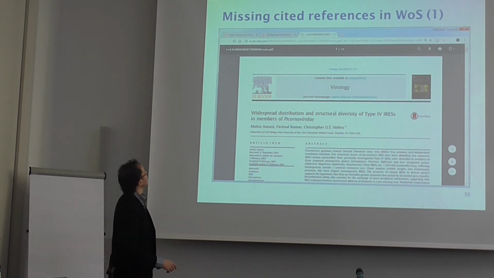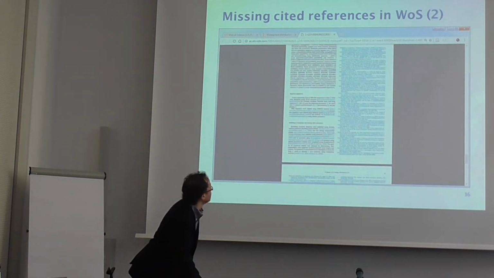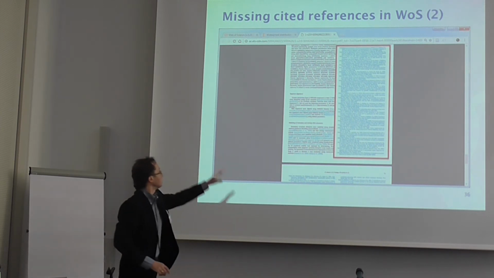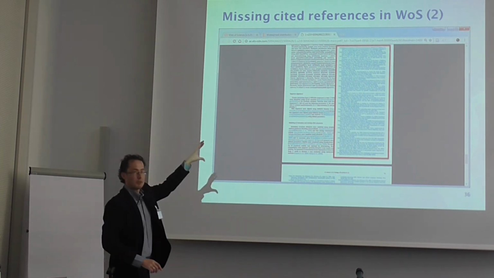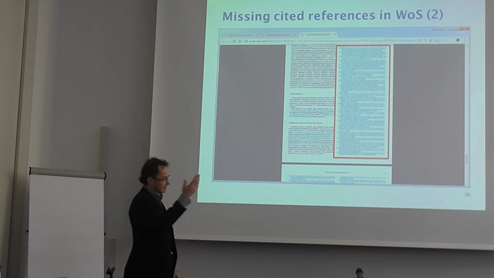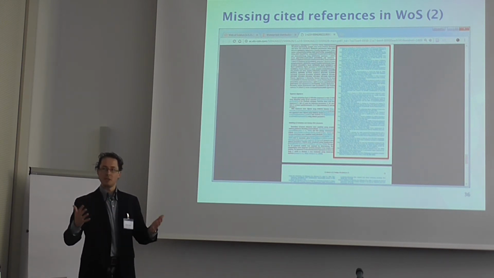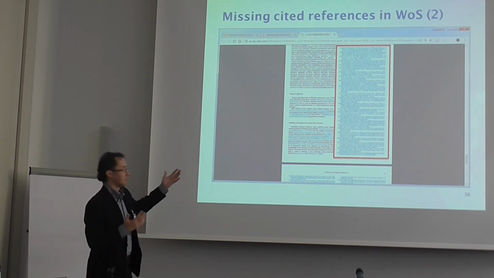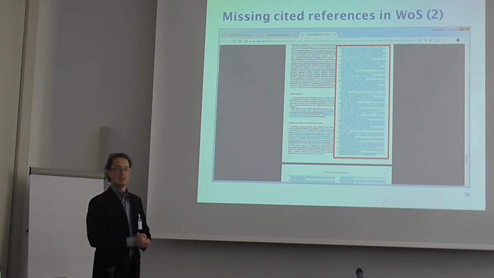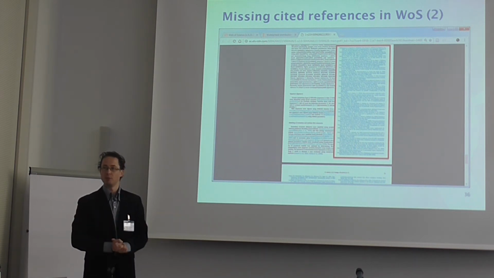First of all, an example of missing cited references. So this is a publication. Over here we see the reference list of this publication. And it turned out that the first part of the reference list was completely missing in Web of Science. It's quite fascinating, because this also suggests that Web of Science is still working with the PDF files, probably, not with the XML file format that publishers nowadays should be able to provide.